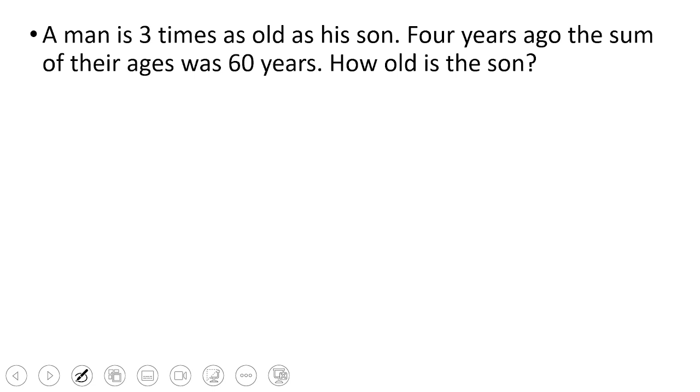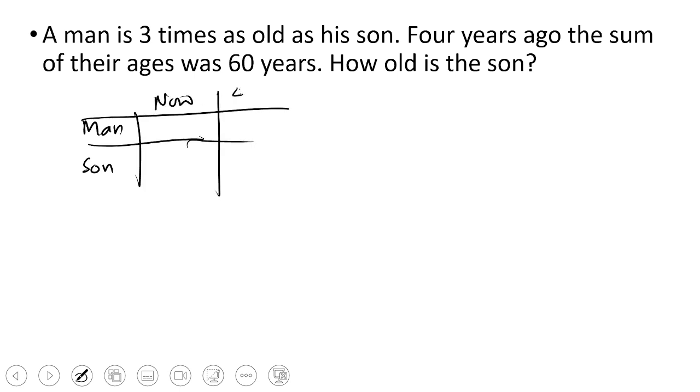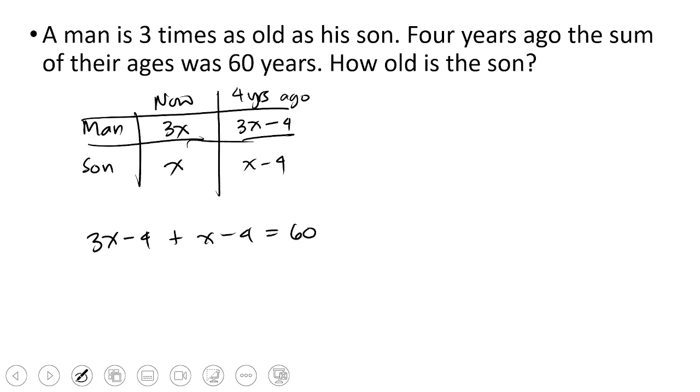So again, we'll make the same table. So we'll have the man and the son, and their ages now, and their ages 4 years ago. So the age of the son is x, the age of the man is 3x. So 4 years ago, that would be 3x minus 4 for the man, and then the son would be x minus 4. So the condition states that the sum of their ages 4 years ago is equal to 60. So we just add 3x minus 4 with x minus 4, and we should get 60 here.